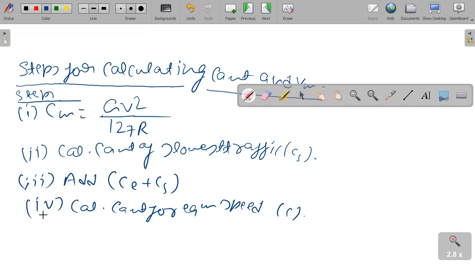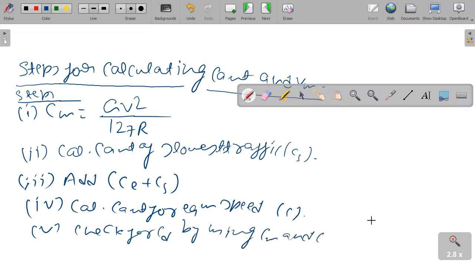So in step four we calculate the Cant for equilibrium speed C, and in step five, check for Cant deficiency by using Cm and C. By checking this, if it is less than the standard value, then the condition is okay. If it is not, then set it to the standard value.